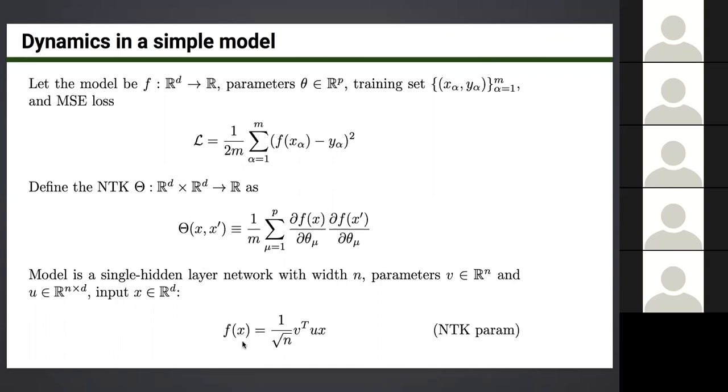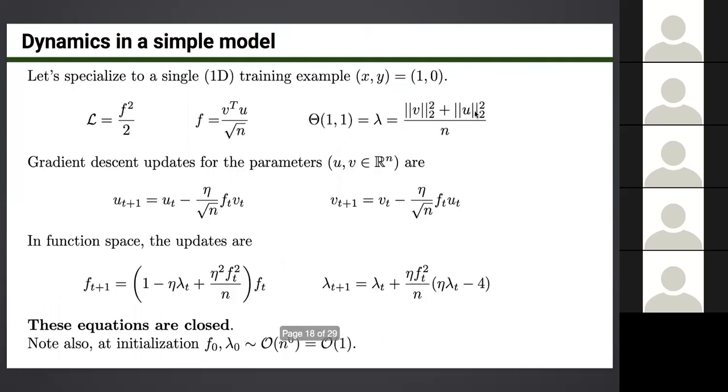And the model we're going to use is just a single hidden layer network of width n with these two weight matrices or vectors. U is the first layer weight matrix, V is the final output vector. I'm working in NTK parameterization, so again there's this 1/√n out in front. And so this is just a single hidden layer identity nonlinearity network.